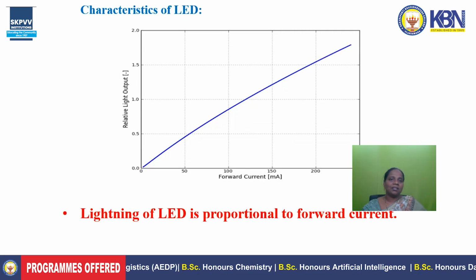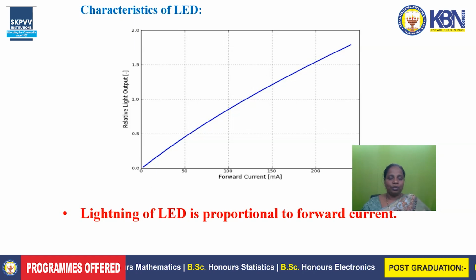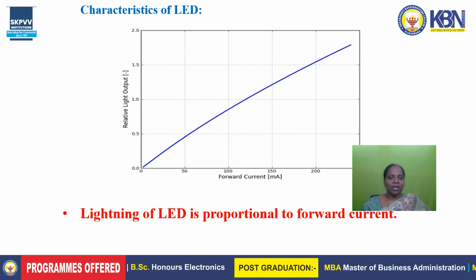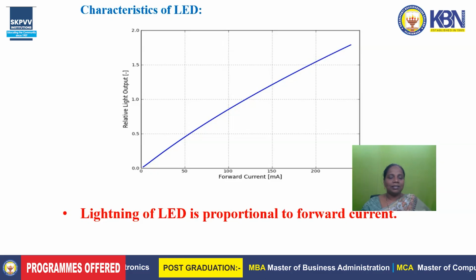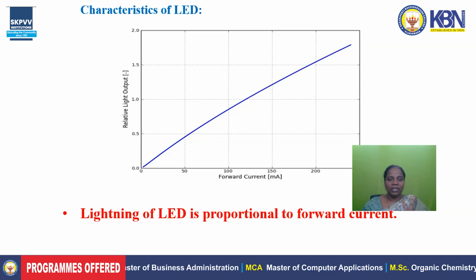So this is the characteristic study of the LED, that means how the LED is lightening. The LED lights due to the given current, and this is the graphical representation. The graph is drawn between forward current and relative output. Relative output is nothing but the intensity of the light. Here the graph is a straight line from the origin, which means it is continuously increasing. If more current, more intensity; less current, less intensity. That means the lightening of the LED is completely dependent on the given current.